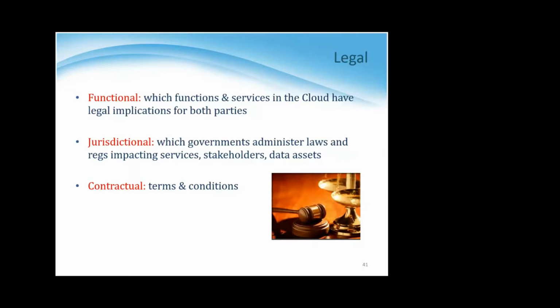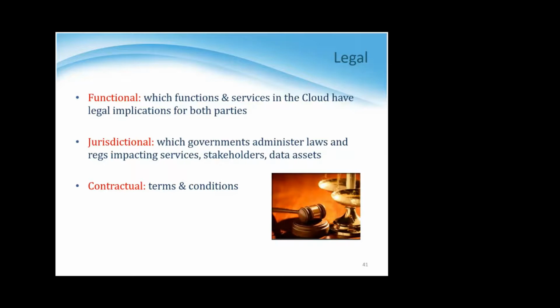So the government will give the clarity about how to maintain the surveys and how to keep the stakeholders and how to maintain the data assets. So services, stakeholder, and data assets are coming under the jurisdictional. So that is government policies and terms and conditions we must follow. And contractual, so that is coming under terms and conditions.